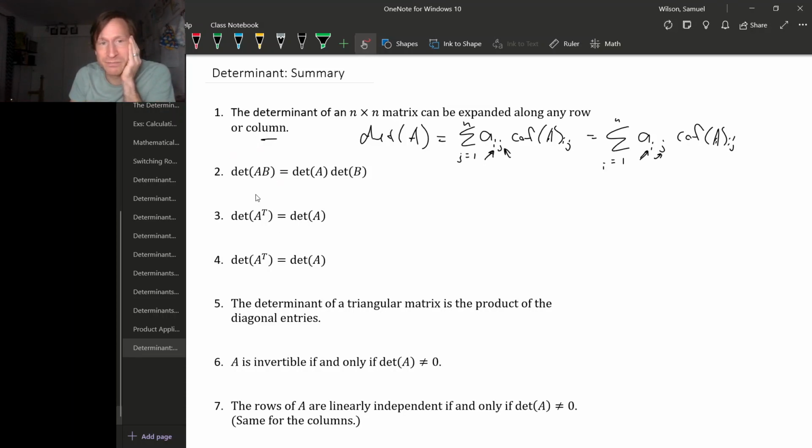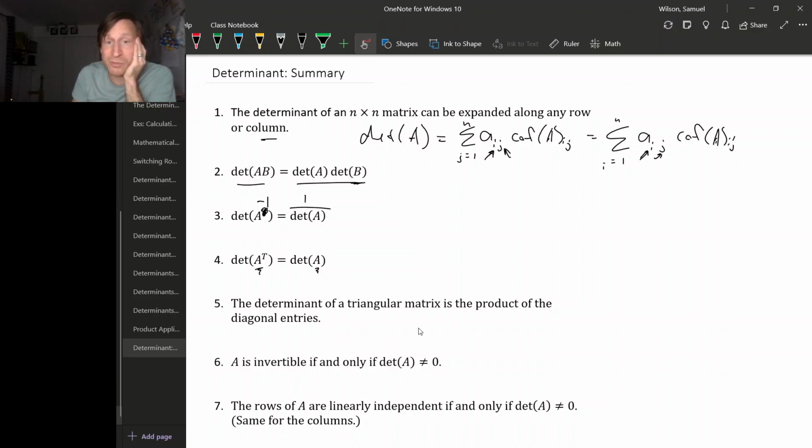Second property, which is arguably even more important: the determinant of a product is the product of the determinants. So this really makes a lot of our more sophisticated determinant stuff work later on. Couple nice properties about matrices related to A. The determinant of an inverse is the inverse of the determinant, and the determinant of a transpose is the same as the determinant of the original.